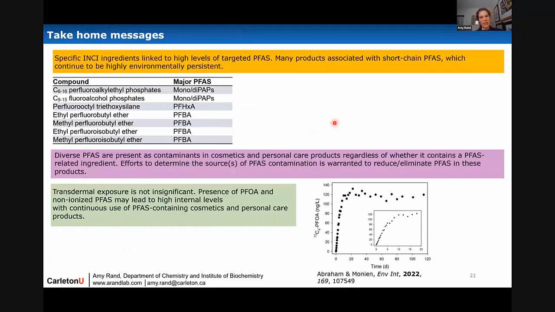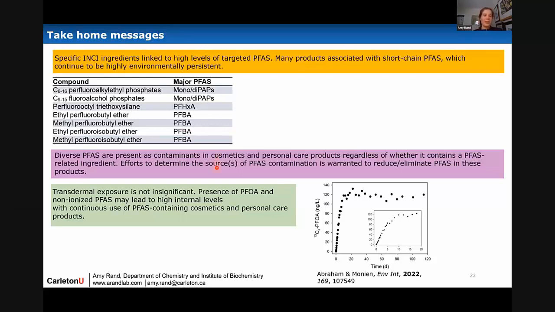So I think just 3 take-home messages from this talk. We found specific INCI ingredients to be linked with high levels of targeted PFAS. These first 2 ingredients are linked to the PAPs because they are the PAPs. This ingredient, the silane, is linked to levels of PFHxA, and any perfluorobutyl ether was linked in our study to the PFBA, the C4-PFCA. And as we know, many products associated with short-chain PFAS may then be contributing to the environmental load of these PFAS.